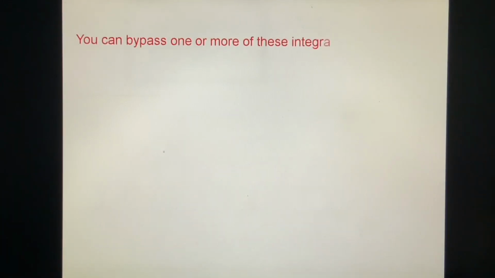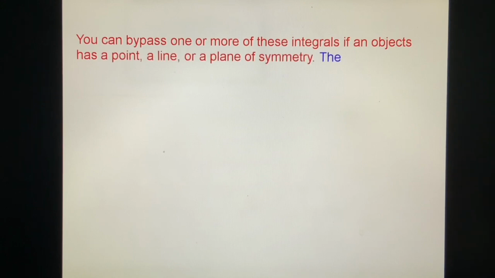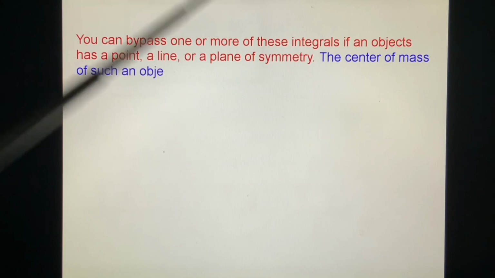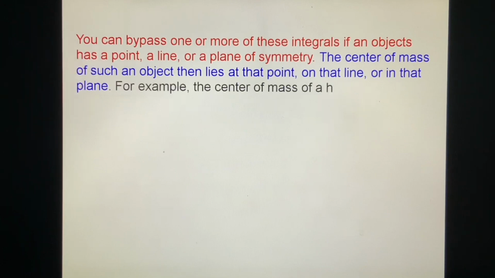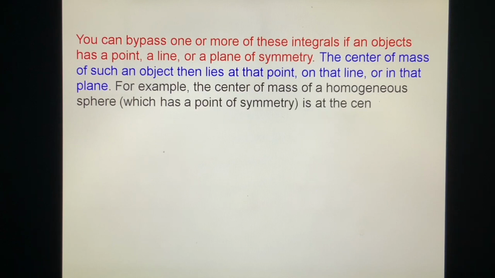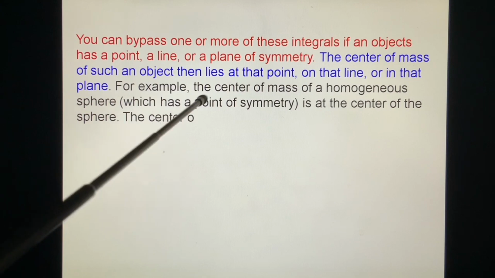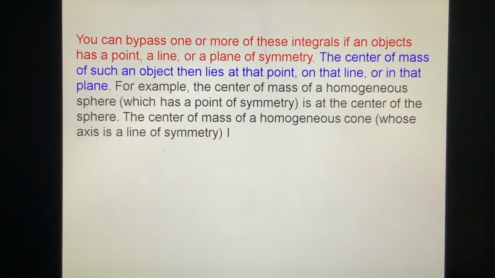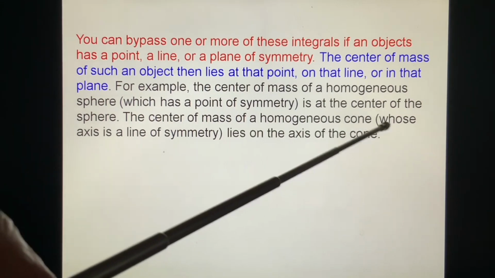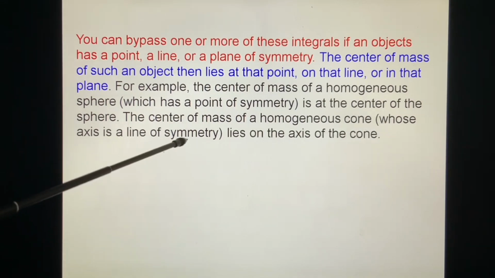You can bypass one or more of these integrals. If an object has a point, a line, or a plane of symmetry, the center of mass of such an object then lies at that point, on that line, or in that plane. For example, the center of mass of a homogeneous sphere, which has a point of symmetry, is the center of the sphere. The center of mass of a homogeneous cone, whose axis is a line of symmetry, lies on the axis of the cone.